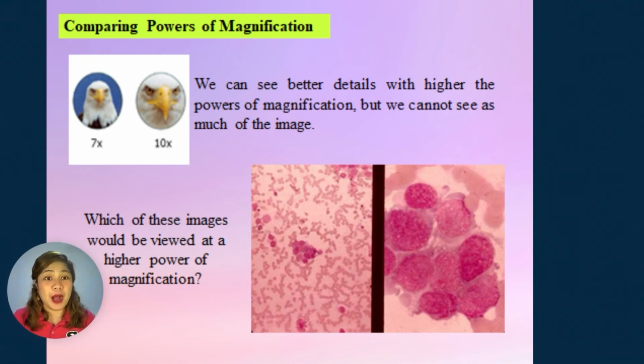And if we're going to compare the power of magnification of different objectives, you have the HPO, LPO, and scanner. We have the high power objective lens, the LPO or low power objective lens, and we also have the scanner. So we can see better details with a higher power of magnification, but we cannot see as much of the image. For example, 7x compared to 10x, the image is magnified better in 10x. So which of these images will be viewed at a higher power of magnification? If it is magnified or zoomed in, then that would be the right image. It is viewed at a higher power of magnification.